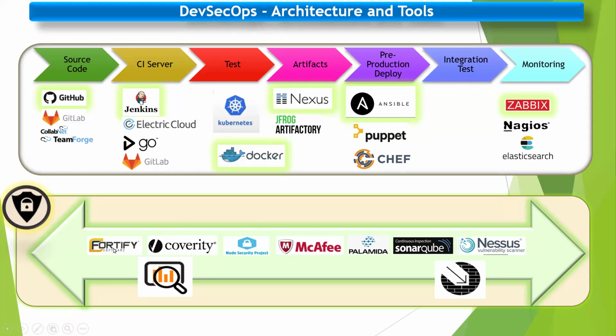Fortify is one of the static code analysis tools, Coverity too, right? And McAfee for vulnerability scanning, and Pyramida. If you take any project, there are so many open source components in every project. So how can we trust those open source components? Because they come from open source and there are so many contributors. We really don't know who is injecting what, right? So it is not a safe thing.